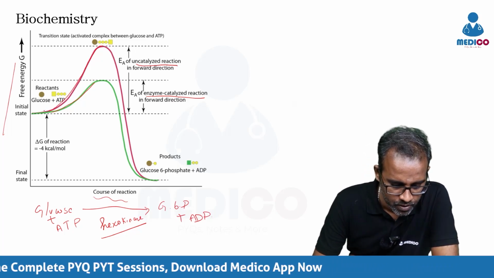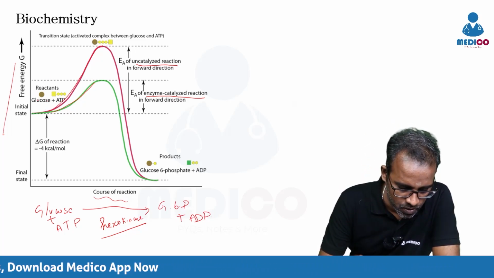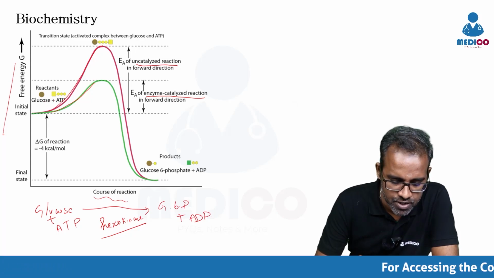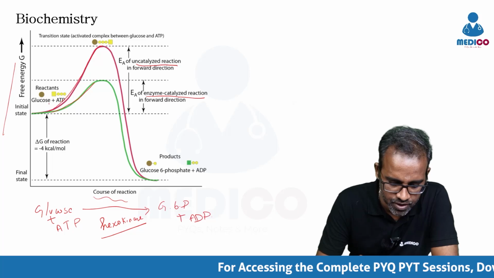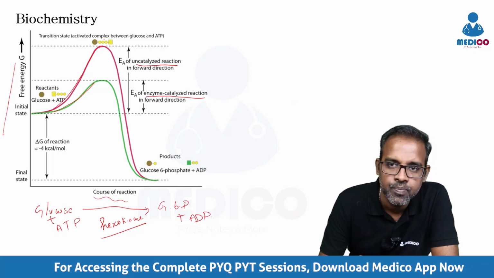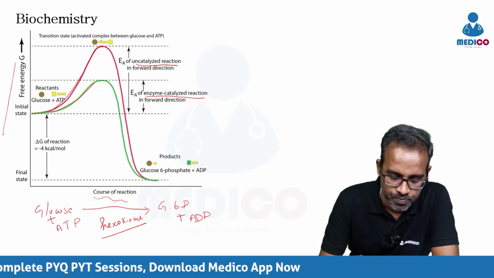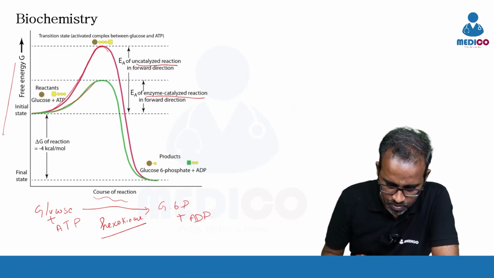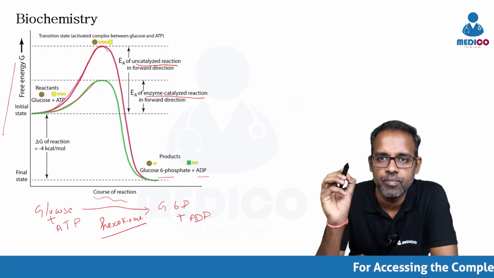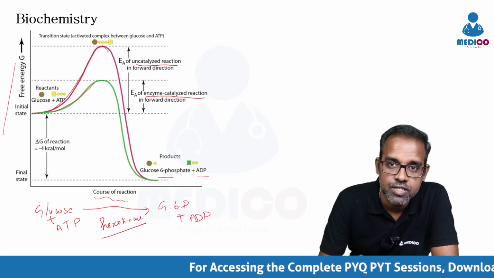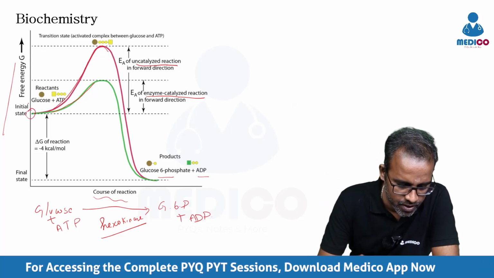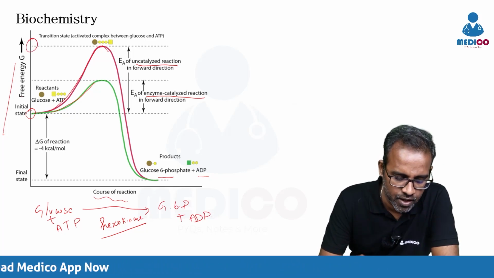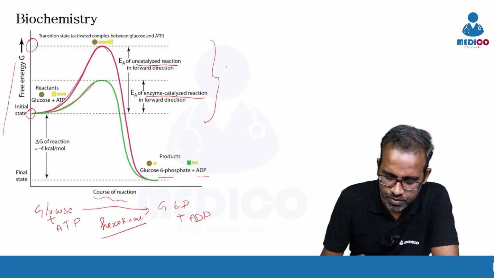To start with, these are the reactants, glucose and ATP. The glucose and ATP will react together to form a transition state. That is an intermediate state, that is what you see here. It reaches a transition state where the free energy is increased, and then this will be converted to a product. What is our product? Glucose 6-phosphate and ADP. The energy difference between the initial state and the transition state is called the activation energy.